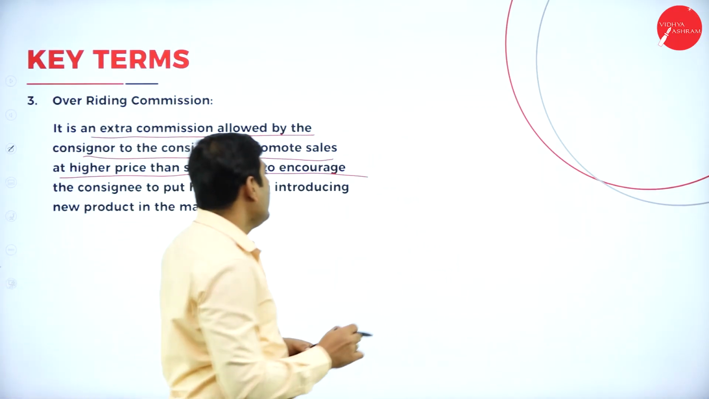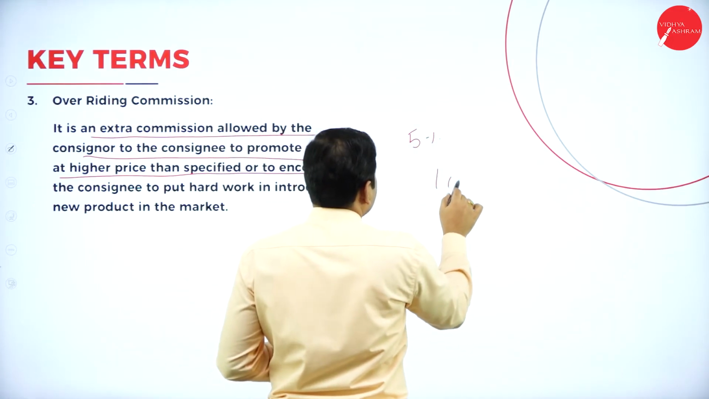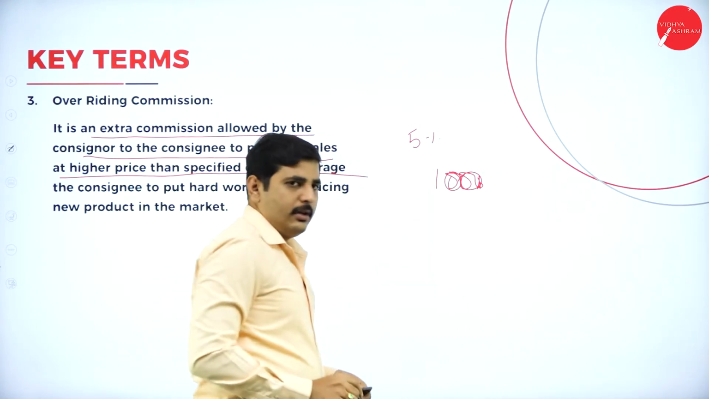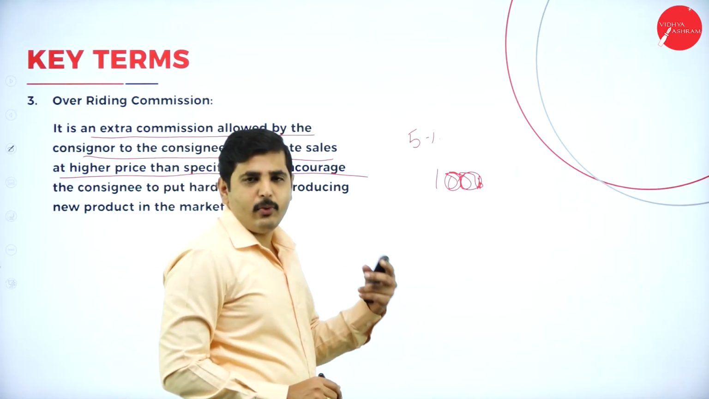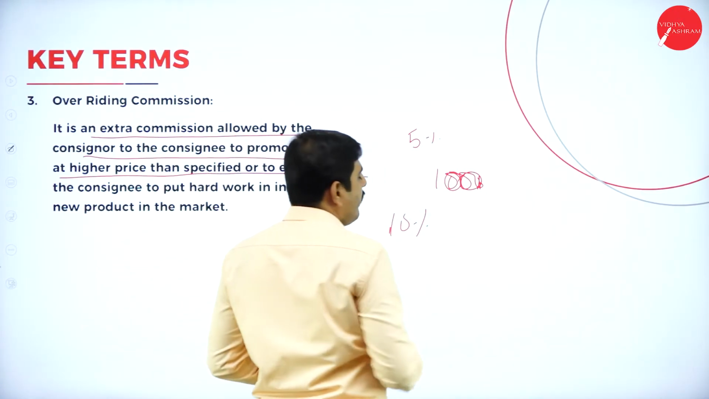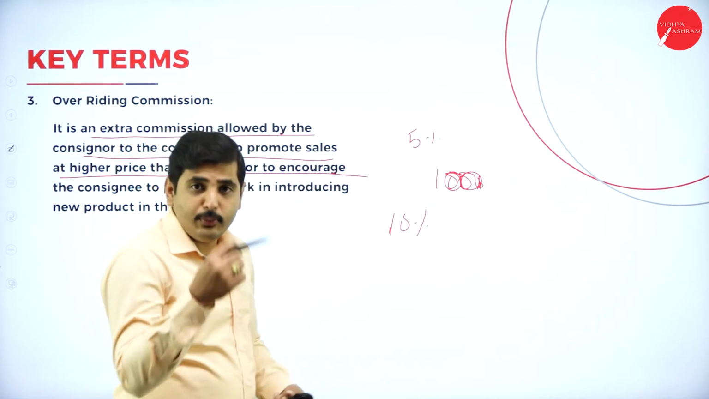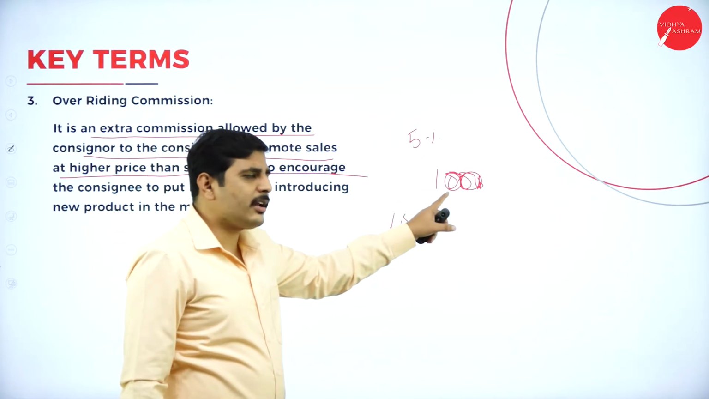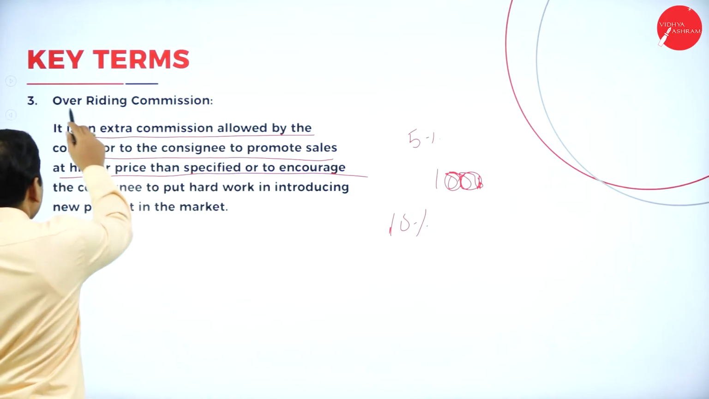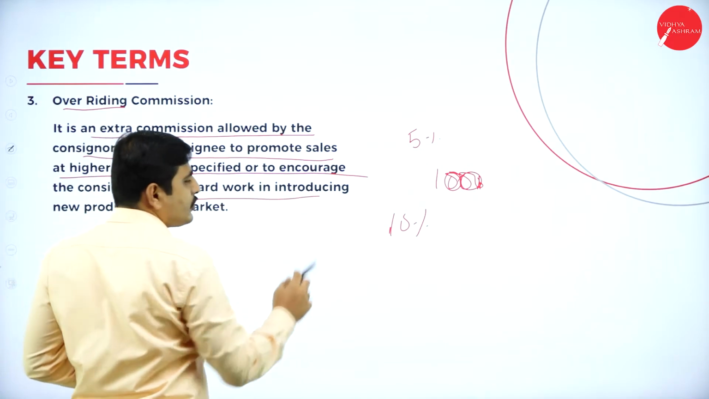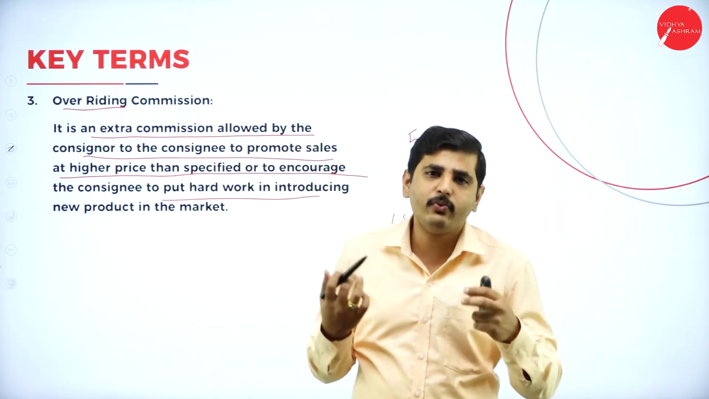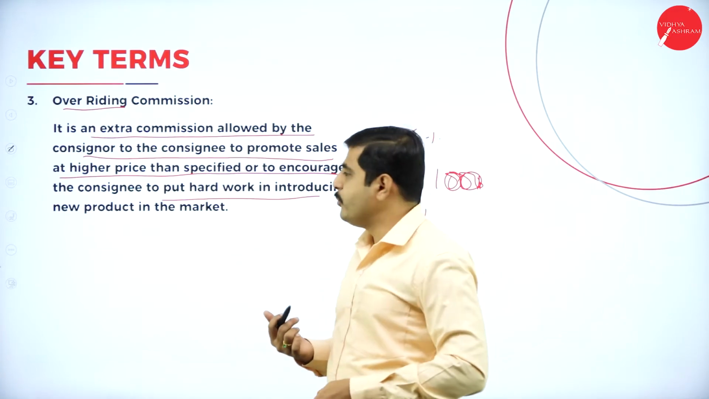So what do you mean by that? I fixed the commission at 5%. At the end of every year, the consignee has to sell 100 cars. If he sells more than 100 cars, for whatever extra cars he sells apart from the 100, he will get 10% commission. Even if he sold 101 cars, for that one car apart from 100, he will get more commission. That is extra commission or overriding commission. So when you offer more commission beyond a certain limit, it encourages the employees to work hard, and if they work hard, they get more commission and more profit.